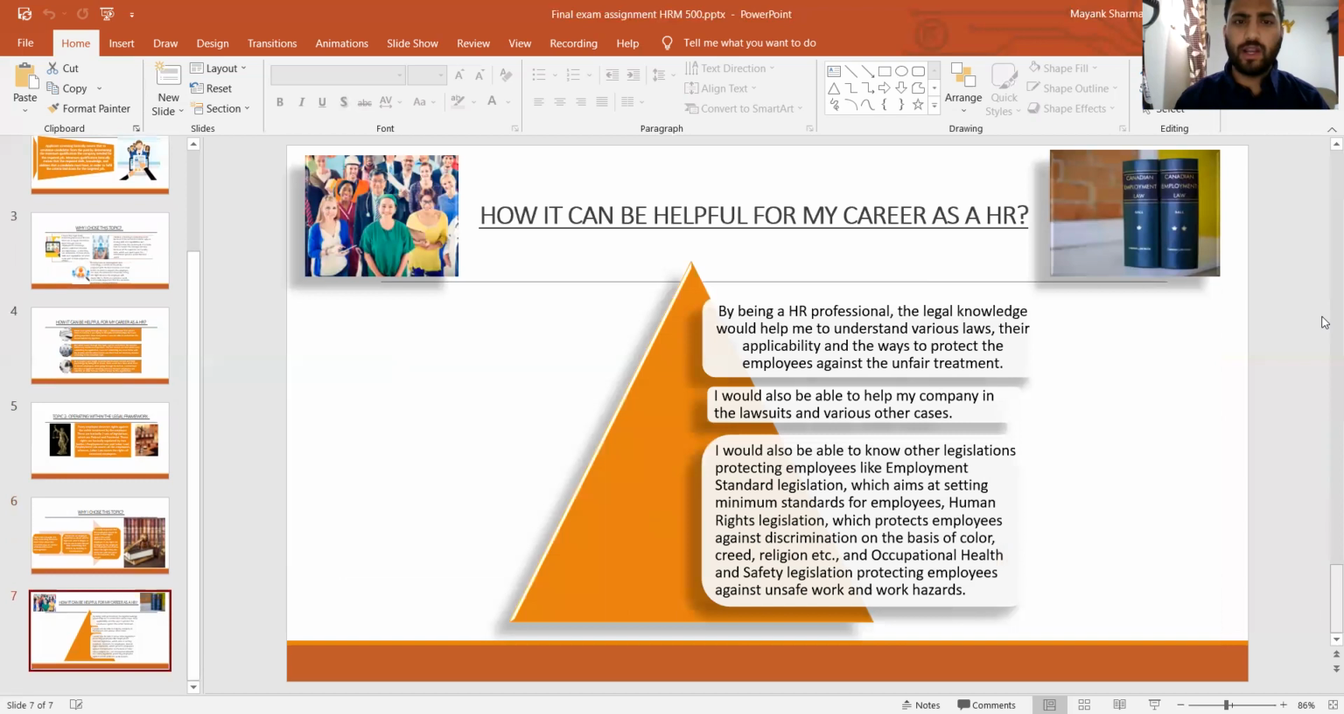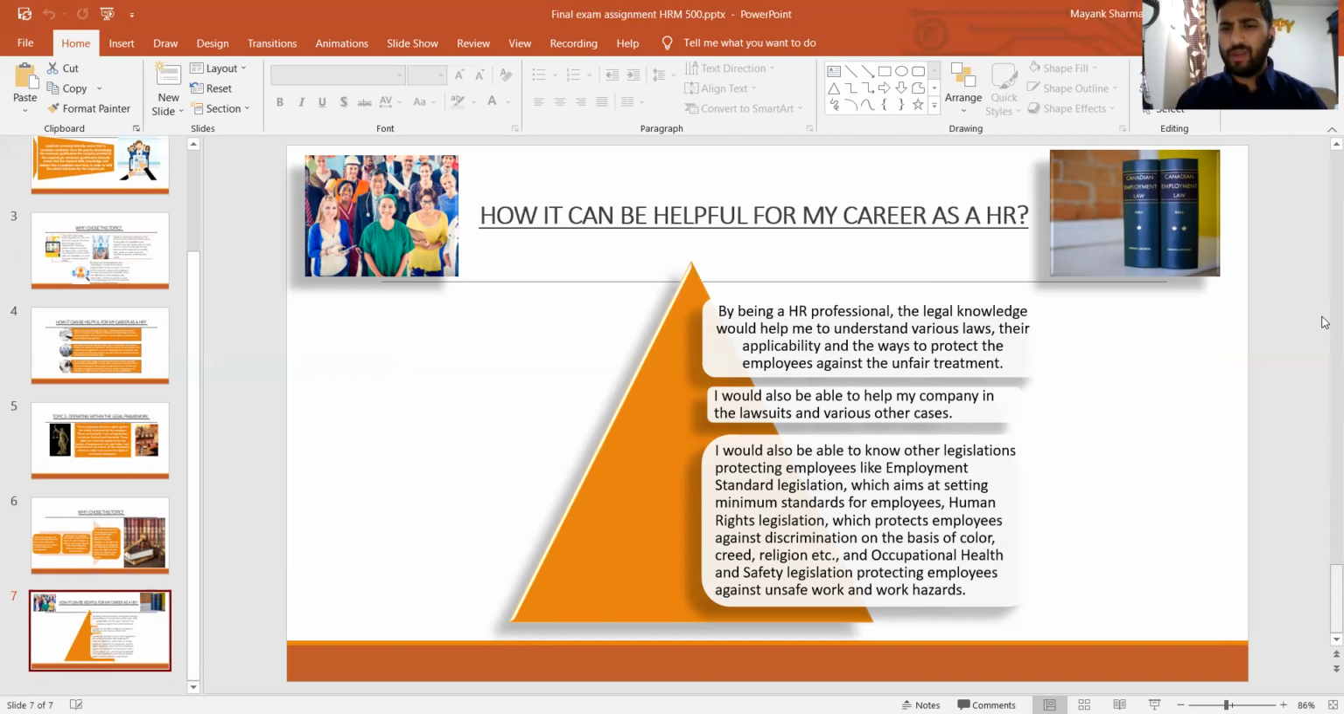I'll move to the other slide: how it can be helpful for my career as an HR. If I'm an HR in future, I should know the legal knowledge in the context of human resource management and the employment laws, what their applicability is, and how I can apply them. For example, if any complaint is made to me, how will I proceed with that complaint? How will I investigate the matter? Where should I report the matter if the person is found guilty? That's why I chose this topic, to see how a person can be helped in an organization.